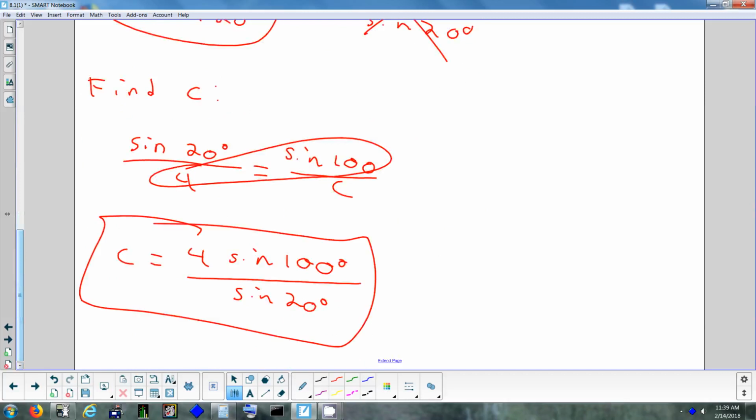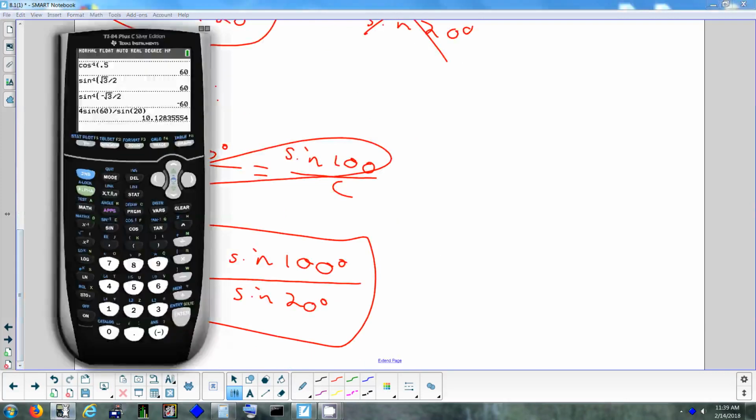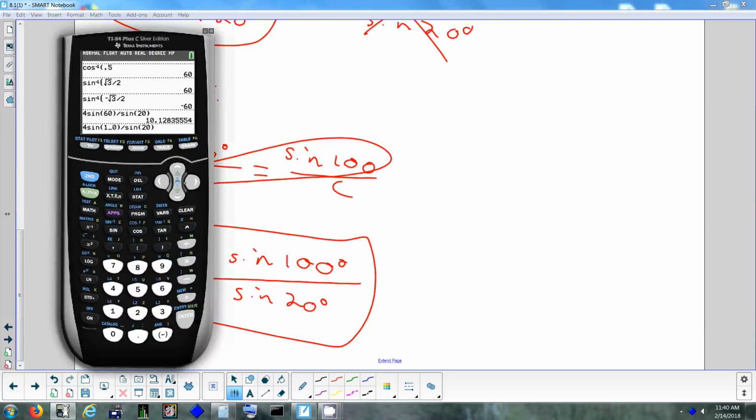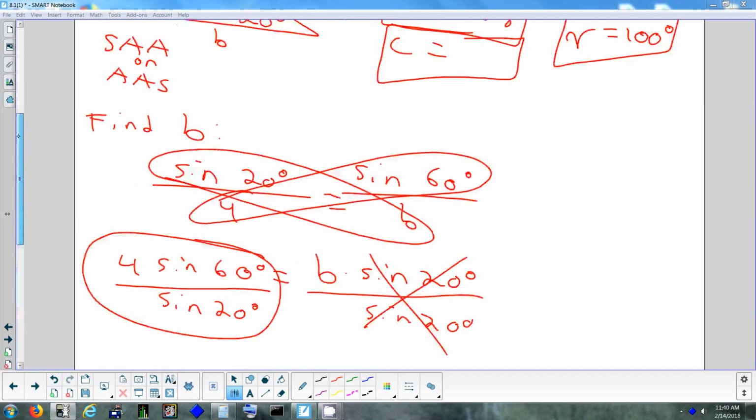Any questions on that? Okay, so we'll type it in and see what we got. If you typed it in last time, all you have to do is type it in again and change one number. Well, maybe 2 numbers. Make it 4 sine 100 over sine 20. Okay, so we get 11.518.